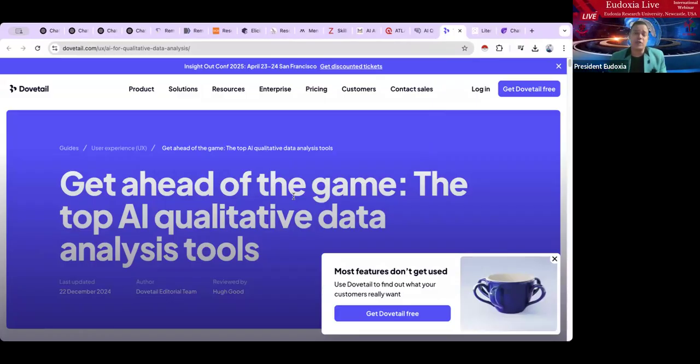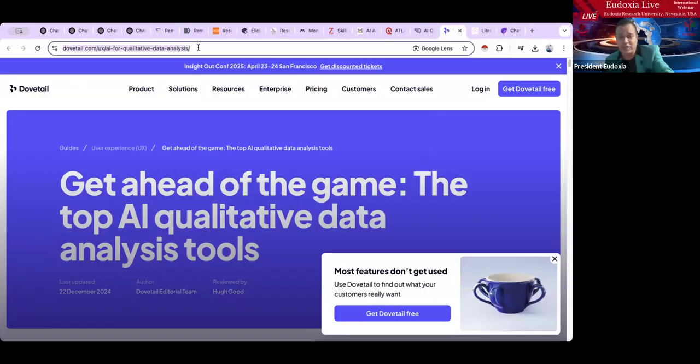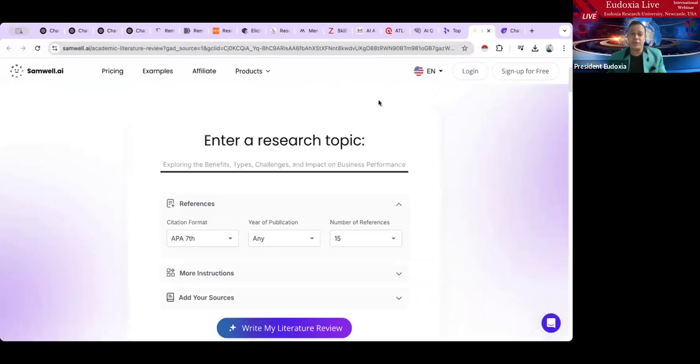For that purpose also you can use this one. I am sharing with you the link of this platform. So this is the link for Dovetail, one of the most trending AI-based research software, and GPT technology for you.